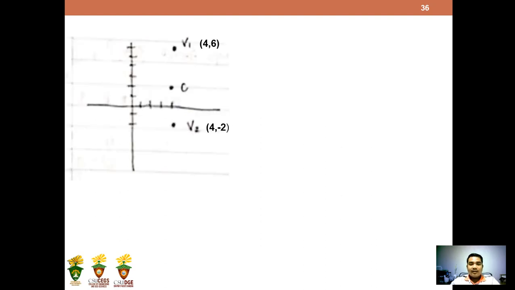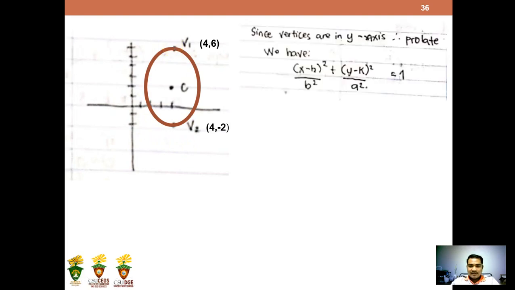So how do we solve this? We plot it. We plot 4, 6, where 4 is the x and 6 is the y. Then the other vertex is 4, negative 2. Therefore, this is now a prolate ellipse, flattened at the equator. Again, we just plotted the given. So, since the vertices are on the y-axis, it is a prolate.